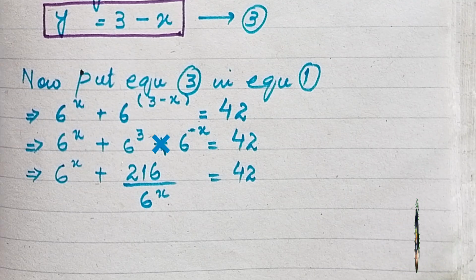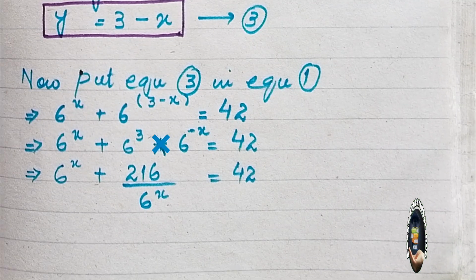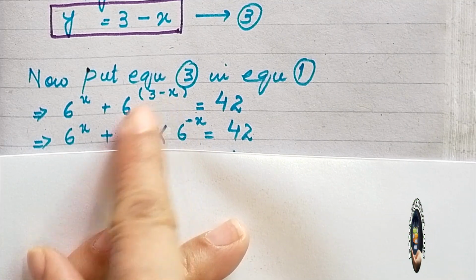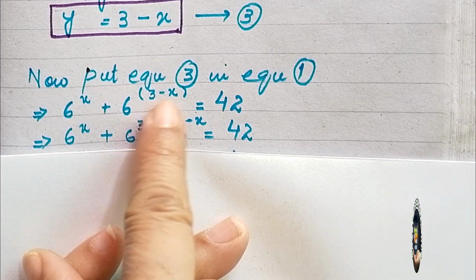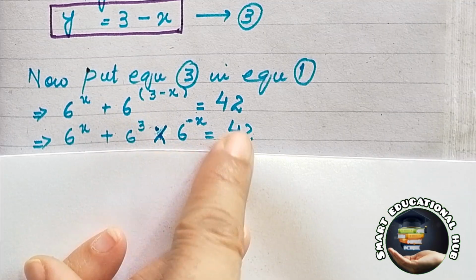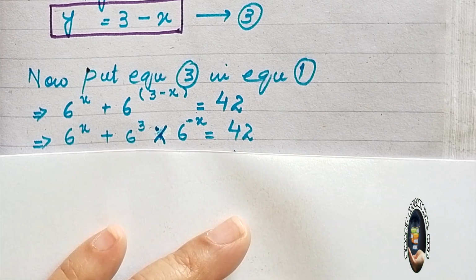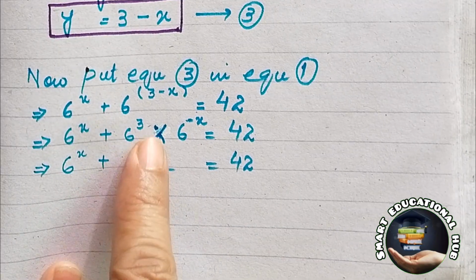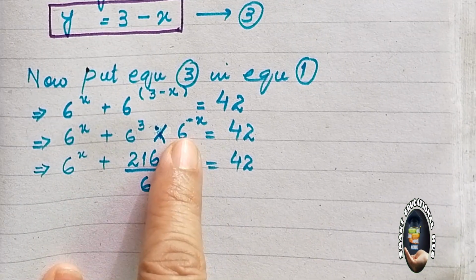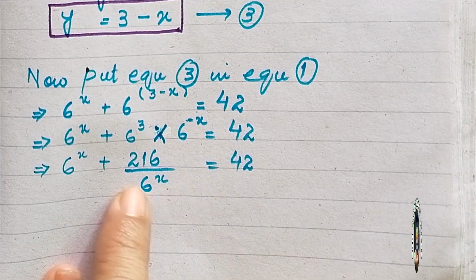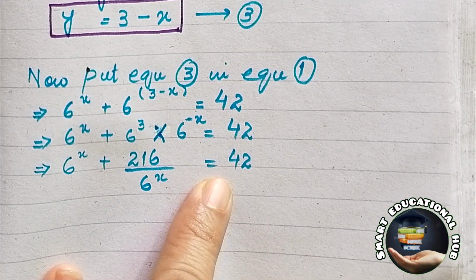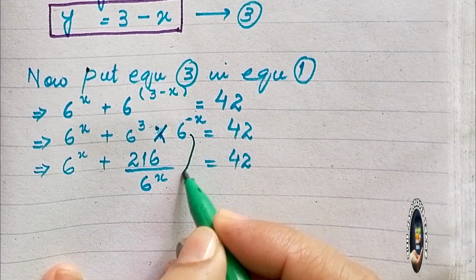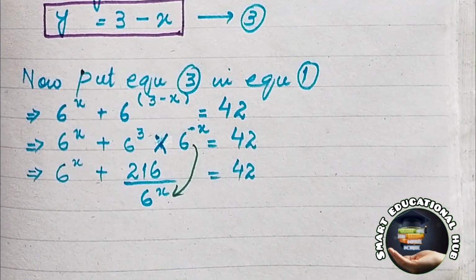Now the equation becomes 6 to the power x plus 216 upon 6 to the power x equals to 42, because the negative sign shows that it will become the denominator, right? So now the equation becomes 6 to the power x plus 216 upon 6 to the power x, okay, because the negative sign will be converted into positive, equals to 42. So this equation becomes like this, right? Are you getting my points, friends?